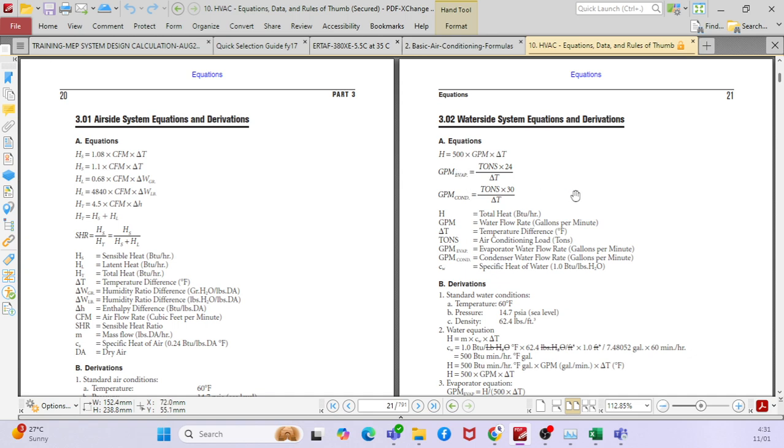But why do we have 24 for the evaporator and 30 for the condenser? Is there any explanation for that? Yeah, there is one. There is actually an equation. Basically, this is the equation, and when you solve the problem, it comes to 1.08. This is a unit conversion. I will give you the proper explanation of why it is 24 and 30.